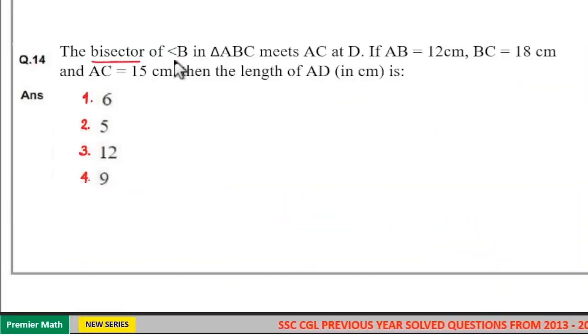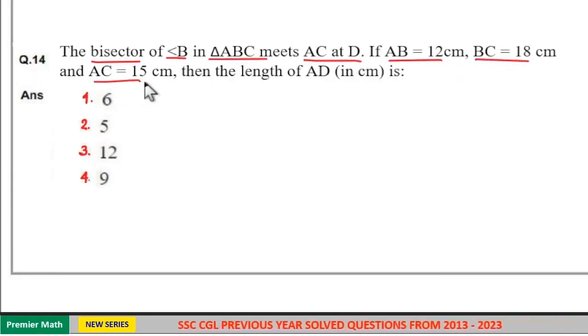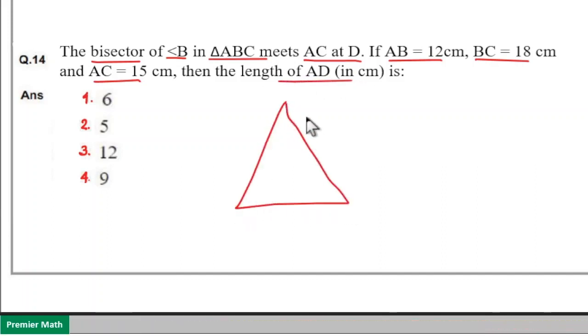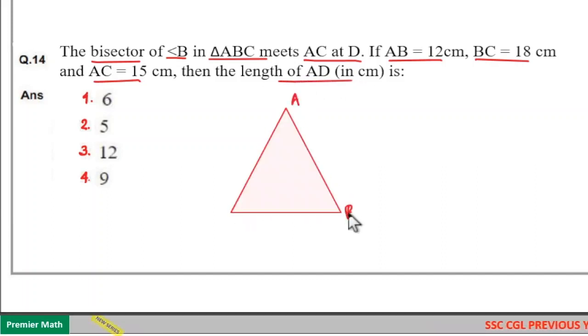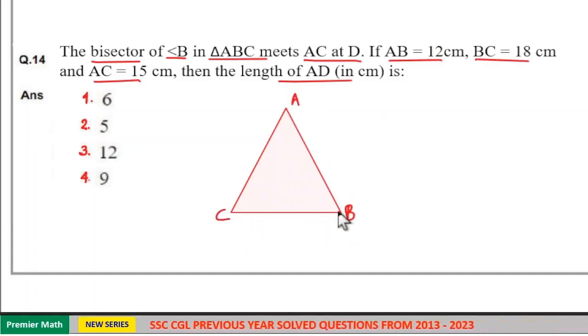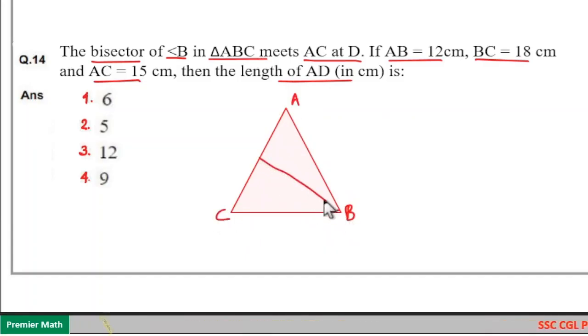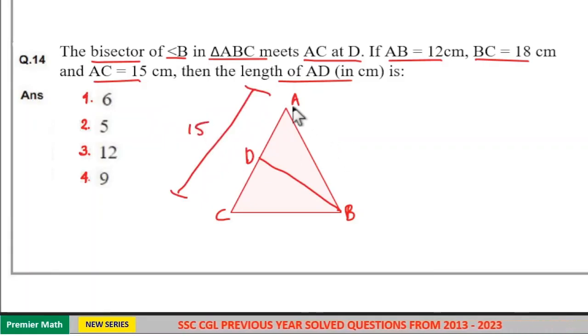The bisector of angle B in triangle ABC meets AC at D. If AB is 12, BC is 18 and AC is 15, then find the length of AD. Here this is the triangle ABC. Now this is the bisector of B which meets AC at D, and here AC is 15, AB is 12 and BC is 18.